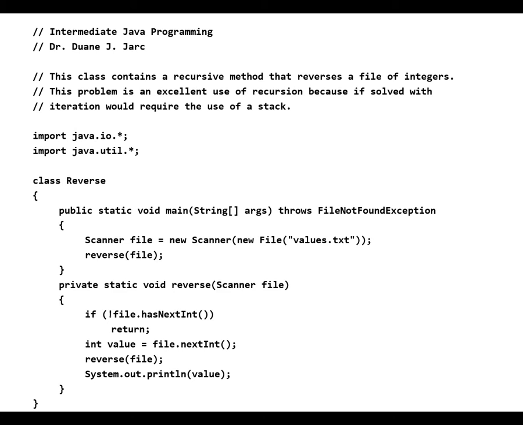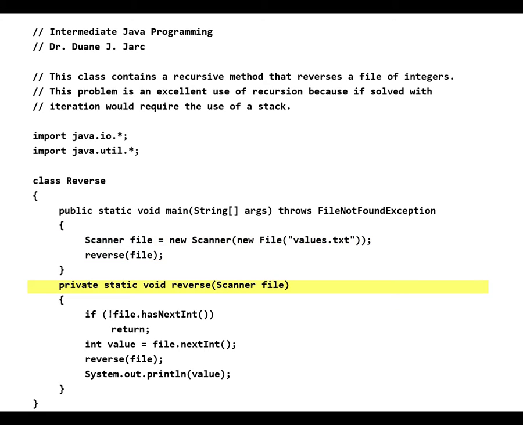Let's now examine this program that reads in a file of integers and displays them in reverse order. Unlike what we have done in previous examples, we will not include an iterative version of this program, although we did describe how it would be implemented. We begin with the main method. It simply opens the file and calls the recursive method reverse.